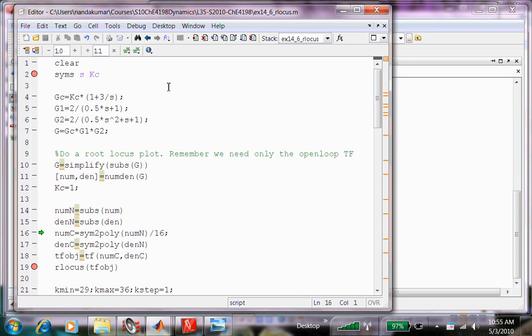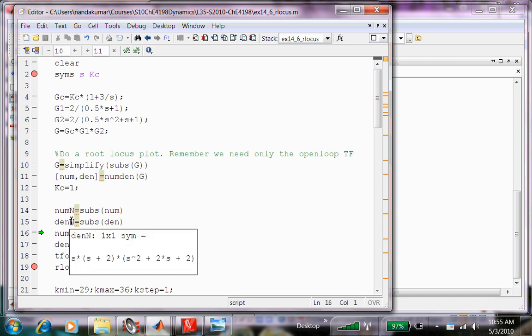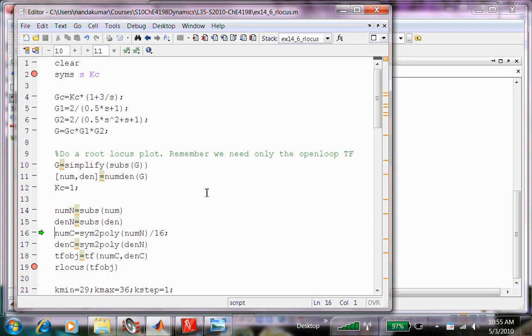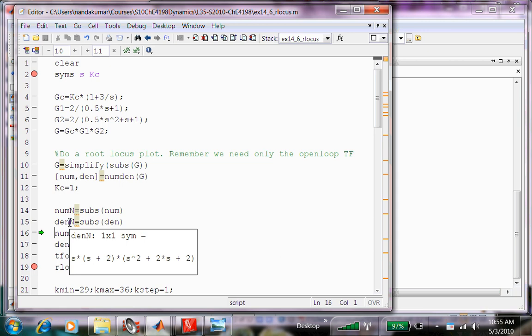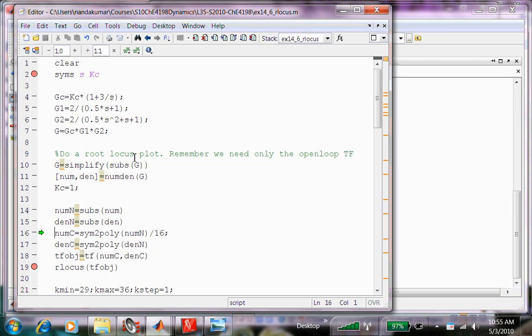Okay? And DN again would be the denominator polynomial. And still, both are symbolic expressions in S. So the numerator is a linear polynomial in S, and the denominator is a quadratic polynomial. Okay? So the next one, sim to poly, takes the polynomial and extracts the numerical part of it. So now we look at num C. These are the numerical coefficients of the polynomial, 1 and 3.